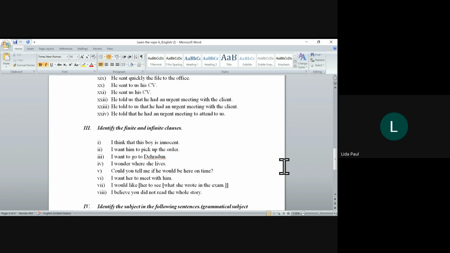So in the name itself, you have infinitive, right? To-infinitive. This is a tenseless verb. It is a verb, but it's a tenseless verb as opposed to the verb in the first sentence, right? Okay, so this is a non-finite infinitive subordinate clause. You can call them infinitive clauses, infinitival clauses, or non-finite clauses. All are fine. Third one, I want to go to Dehradun.